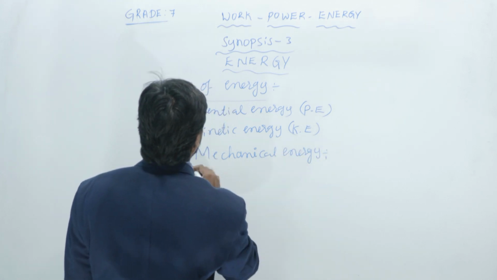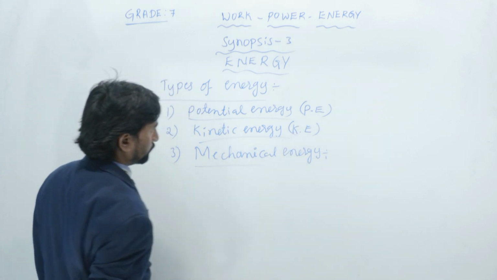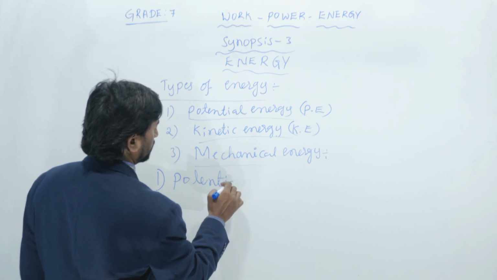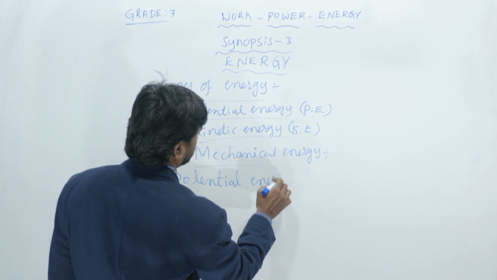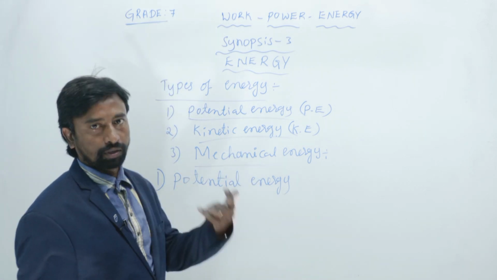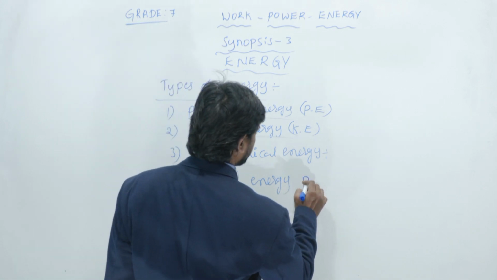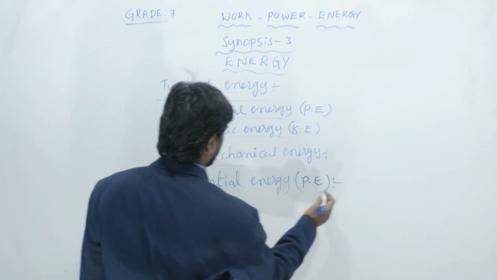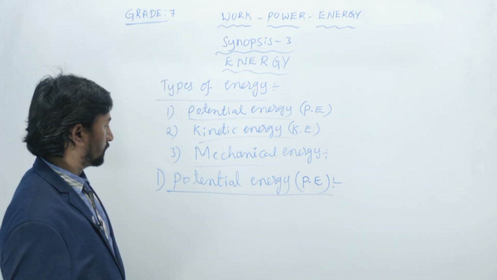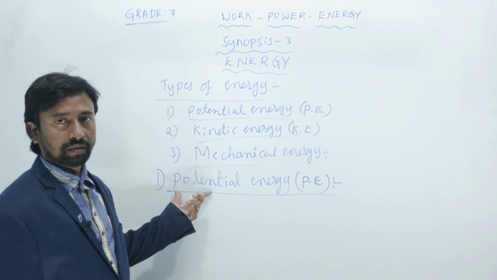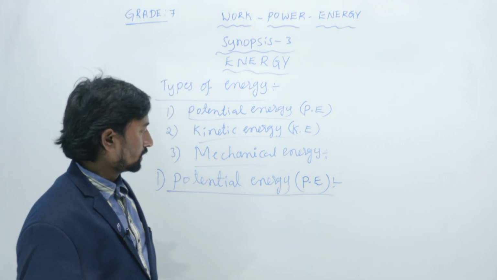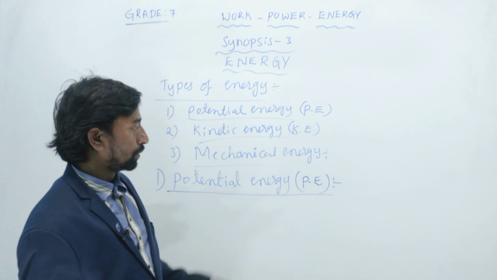Now we'll see what potential energy is, one by one. First, potential energy. These types of energies are based on the position of the body, the state of the body, whether it is in a state of rest or motion. So now the potential energy: the energy possessed by a body by virtue of its state is known as potential energy.